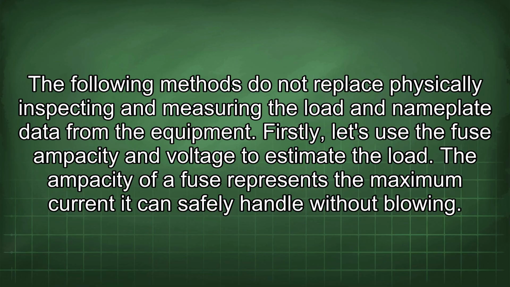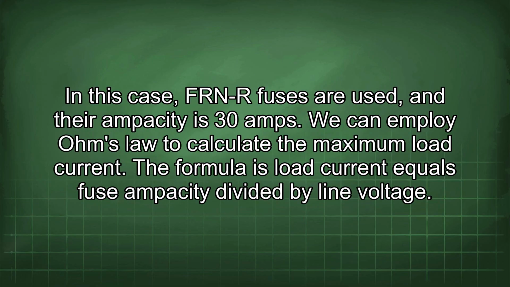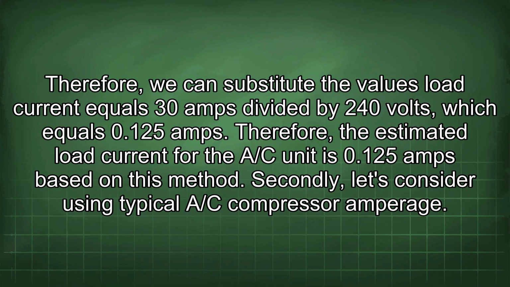Firstly, let's use the fuse ampacity and voltage to estimate the load. The ampacity of a fuse represents the maximum current it can safely handle without blowing. In this case, FR&R fuses are used, and their ampacity is 30 amps. We can employ Ohm's law to calculate the maximum load current. The formula is load current equals fuse ampacity divided by line voltage. Therefore, we can substitute the values: load current equals 30 amps divided by 240 volts, which equals 0.125 amps. Therefore, the estimated load current for the A/C unit is 0.125 amps based on this method.